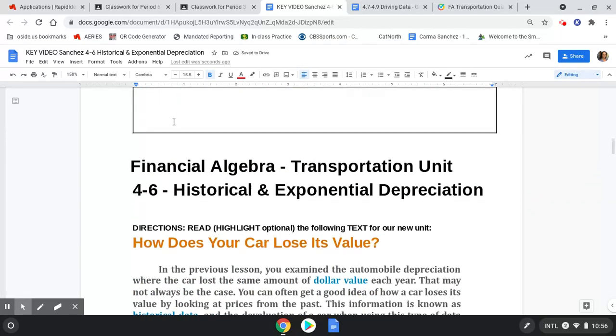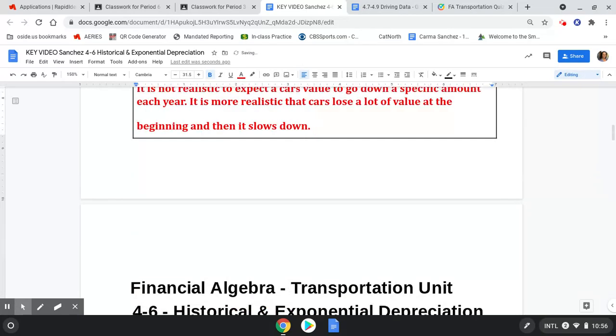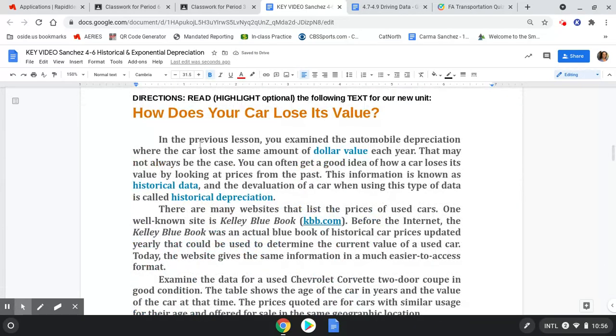Okay. So let's go through the text together, and I'm going to highlight, and you can highlight with me. So how does a car lose its value? In the previous lesson, or I should have said warm-up, we examined automobile depreciation, where the car lost the same amount or dollar value each year. That's really not the case.